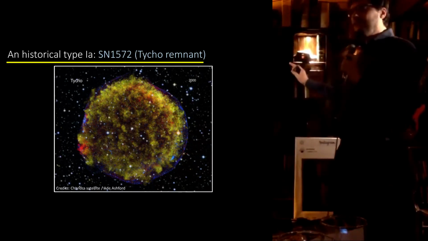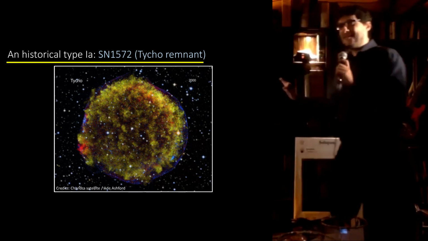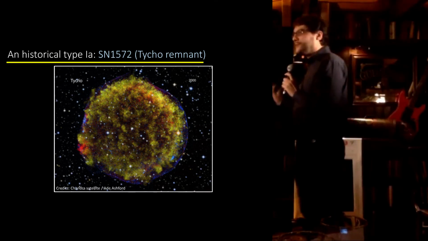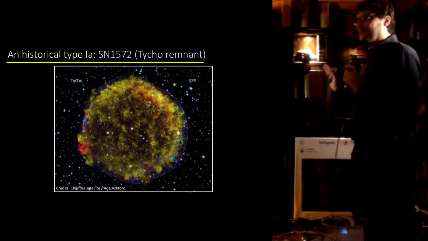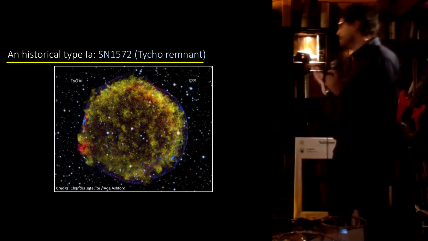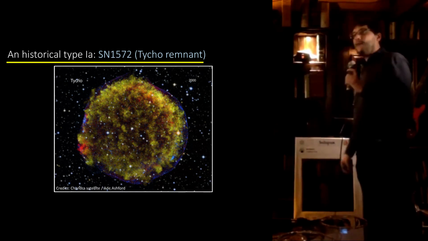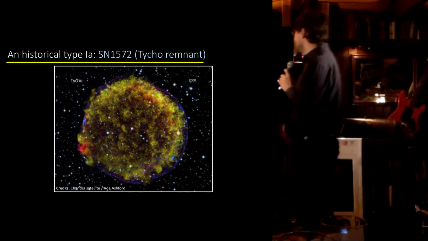So I want to show you this because I don't have to show it, but I like it so much. It's one of the best known type 1a supernovae because it's really of historical importance. It was observed by Danish astronomer Tycho Brahe in the 16th century. And actually, several centuries after that, we found it back. That's known as the Tycho remnant.